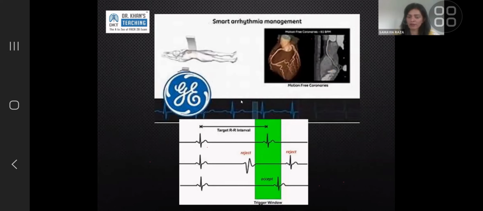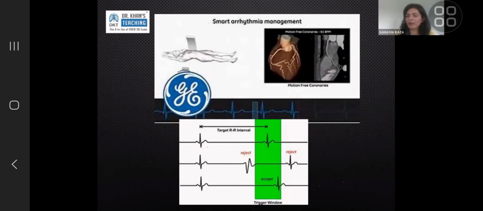It's no longer the right point to acquire an image, and it will stop. It won't radiate the patient. So that is really smart in the sense that it won't give unnecessary radiation. It will wait for the next heartbeat. So that's the smart arrhythmia manager. It manages itself while the scan is happening. It will wait for the next heartbeat and then scan.